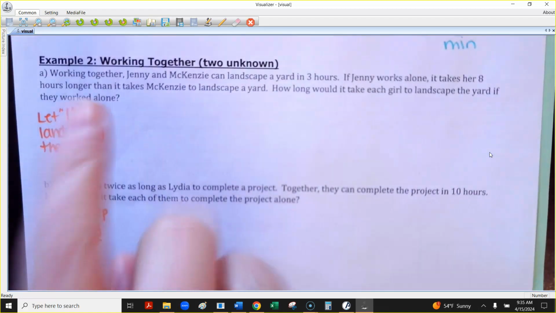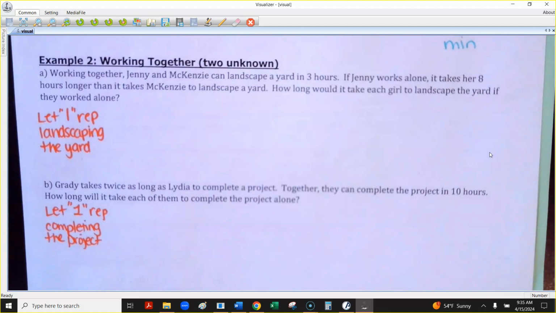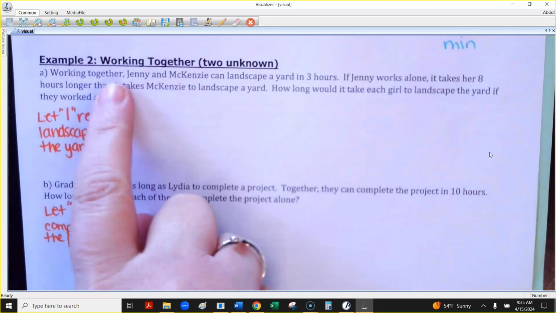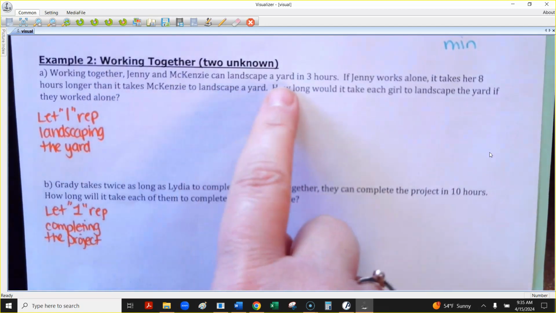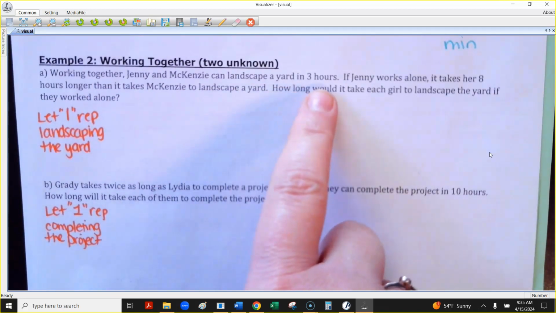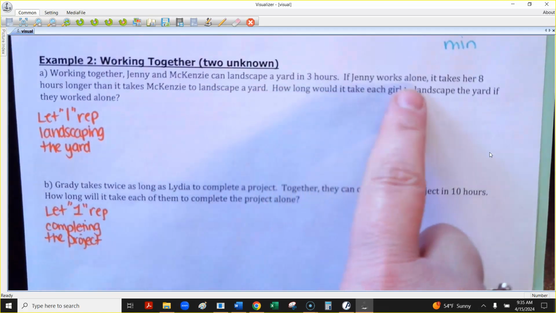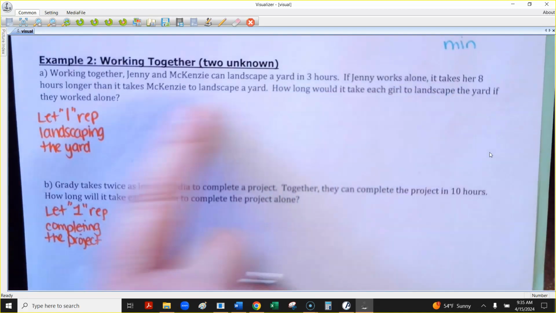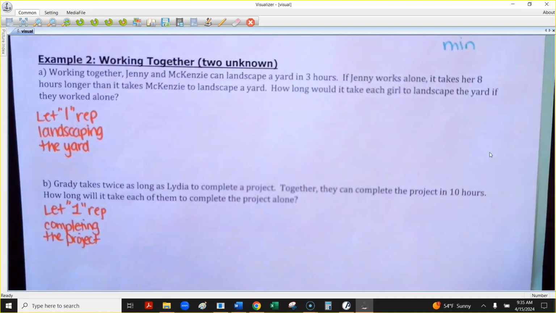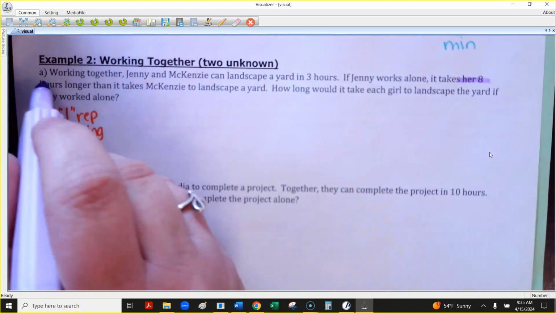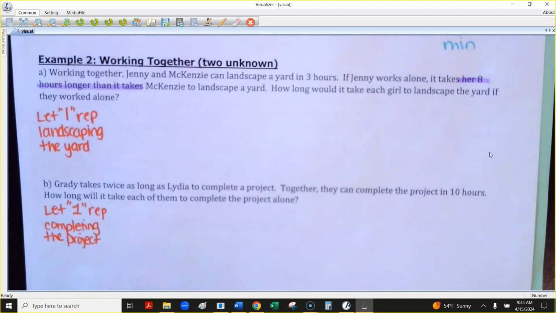Okay, now these ones are going to have a couple, or not a couple variables, but we're going to have variables in more than one of the fractions, if that makes sense. Okay, so this is working together. Jenny and Mackenzie can landscape a yard in 3 hours. Okay, if Jenny works alone, it takes her 8 hours longer than it takes Mackenzie to landscape the same yard. Okay, how long would it take each girl to landscape the yard if they worked alone?